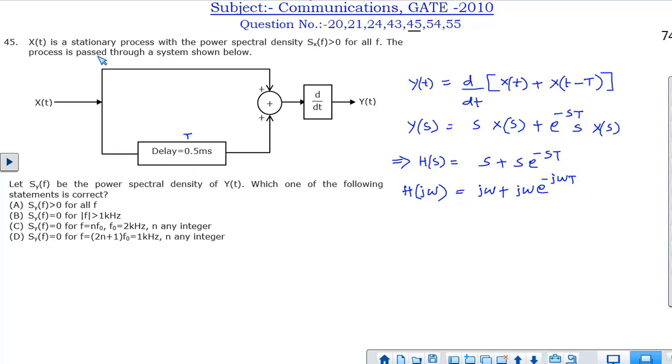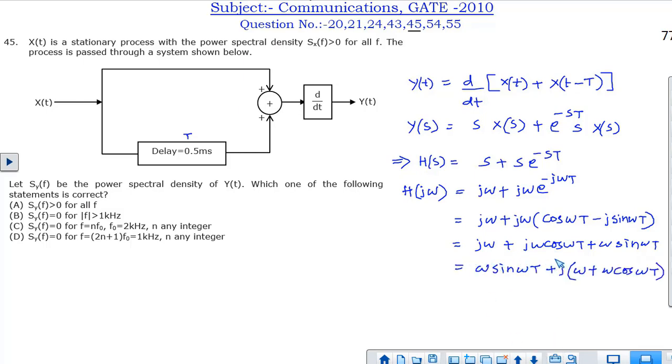because our aim is to find out the system transfer function magnitude, so that we can take the square of that and we can multiply with the input power spectral density to get the output power spectral density. So our aim is to represent this transfer function into real part plus j into imaginary part, so that we can find out the magnitude. So here if we expand this, that is e to the power minus j omega T in cos and sine function, then we can write like this: j omega plus j omega e to the power minus j omega T will be simply cos omega T minus j sine omega T. After further simplification we can get this expression.